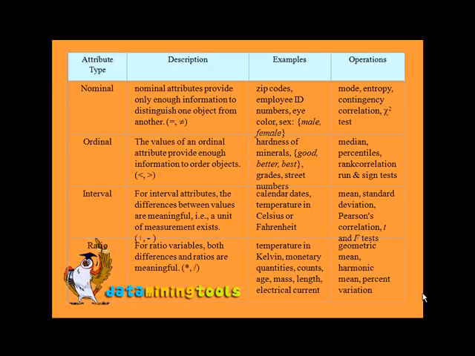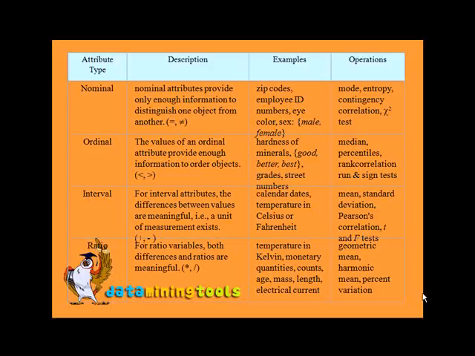And ordinal attributes are the values which provide enough information to order objects. Examples would be hardness of minerals, grades, and street numbers. The operations performed on ordinal attributes are percentiles, median, rank correlation, run and sign test.